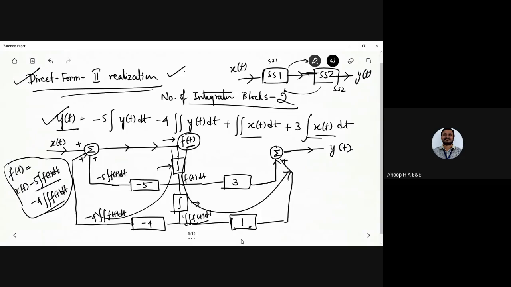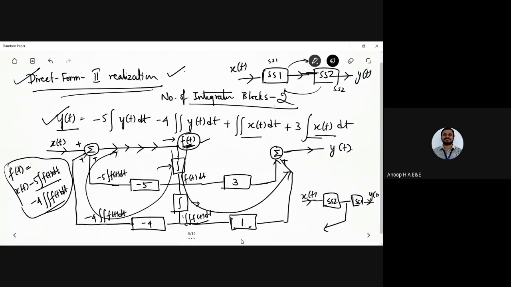So whatever we presented in the first one was the other way, right? If you observe carefully, f of t is the intermediate output. From f of t you need to produce y of t, so f of t will act as the input. In the function I'm going to represent for direct form 2, subsystem 2 and subsystem 1, that is y of t.